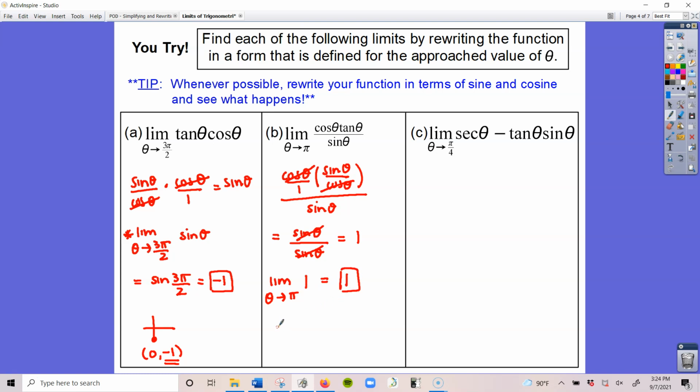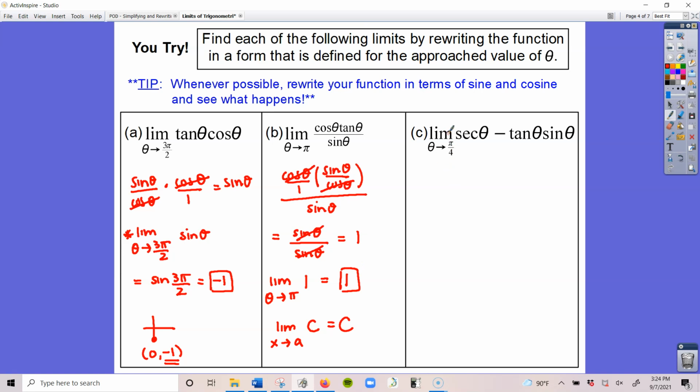And this is because if you remember when we were looking at properties of limits, the limit as x approaches a of any constant is going to equal the constant. So this is a constant. So it doesn't matter what theta or x is approaching, the y value will always just be that constant, in this case 1.